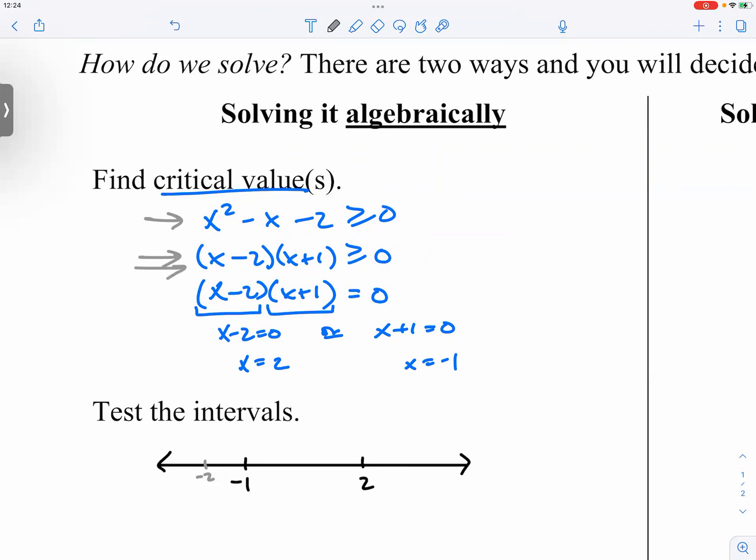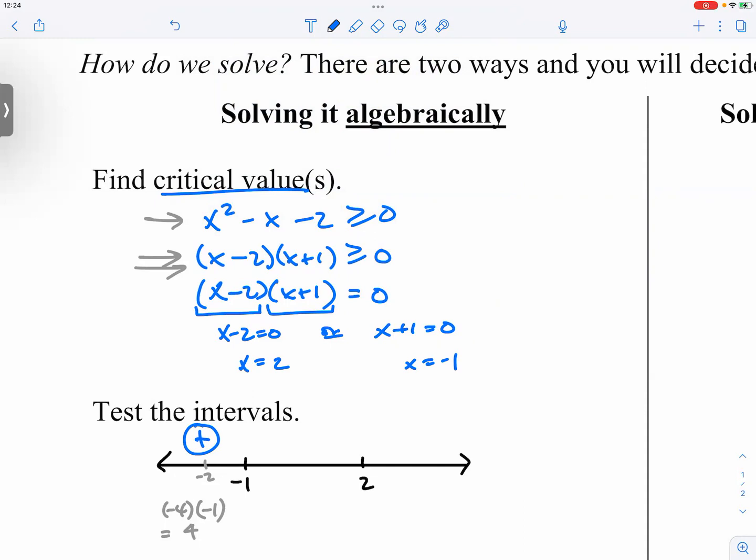So if you think about negative 2 going into the x in these 2 places, negative 2 minus 2 would be negative 4. Negative 2 plus 1 would be negative 1. So you would end up with negative 4 times negative 1, which is positive 4. In this case, we will put a positive sign above the interval here.